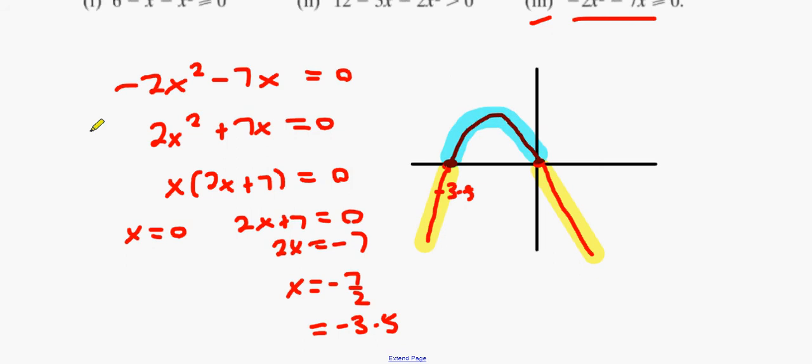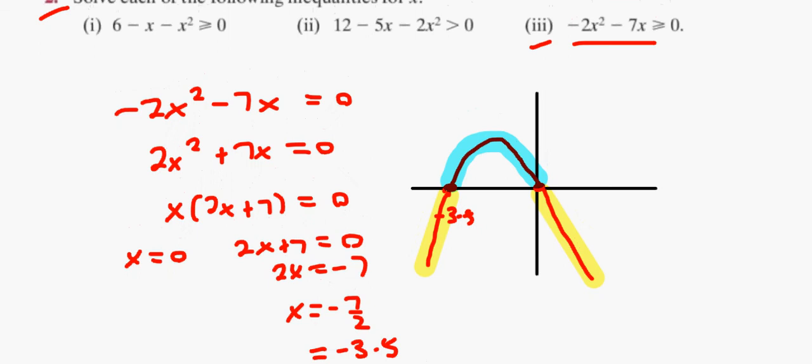So you have to go back to the start of the question again. It was greater than or equal to. So are you asked for the blue region or the yellow region? That's what I need to ask you. Blue or yellow? Blue. Why is it the blue region? It's above the x-axis, which means it's above 0.